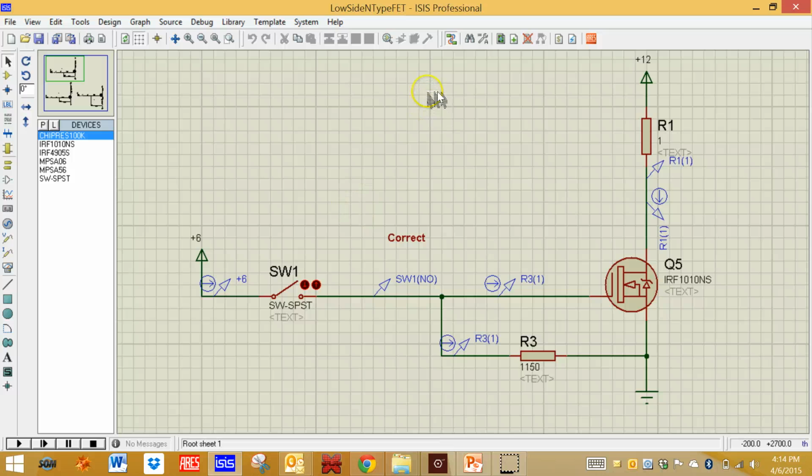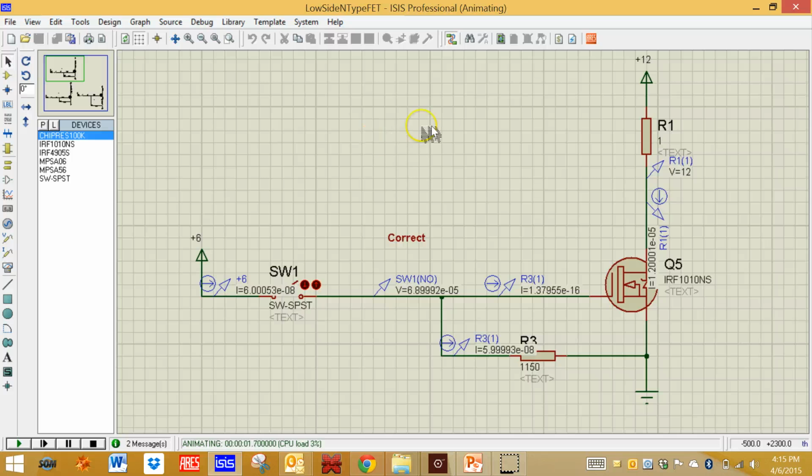So if it's off, what would you expect? You would expect very little current to come through the drain to source. And if very little current comes through there, then you would expect the voltage on the bottom of R1 to be approximately the same as it is at the top. So let's run it and see what happens.